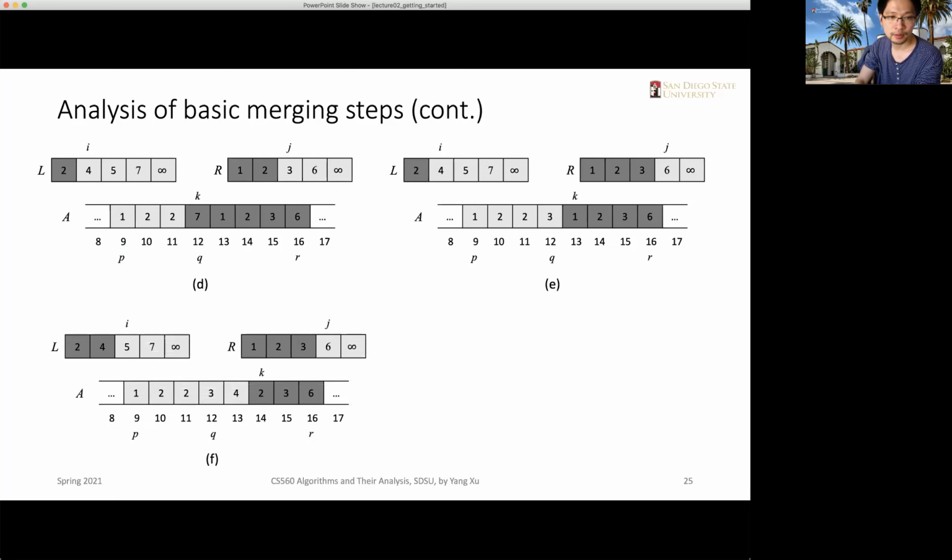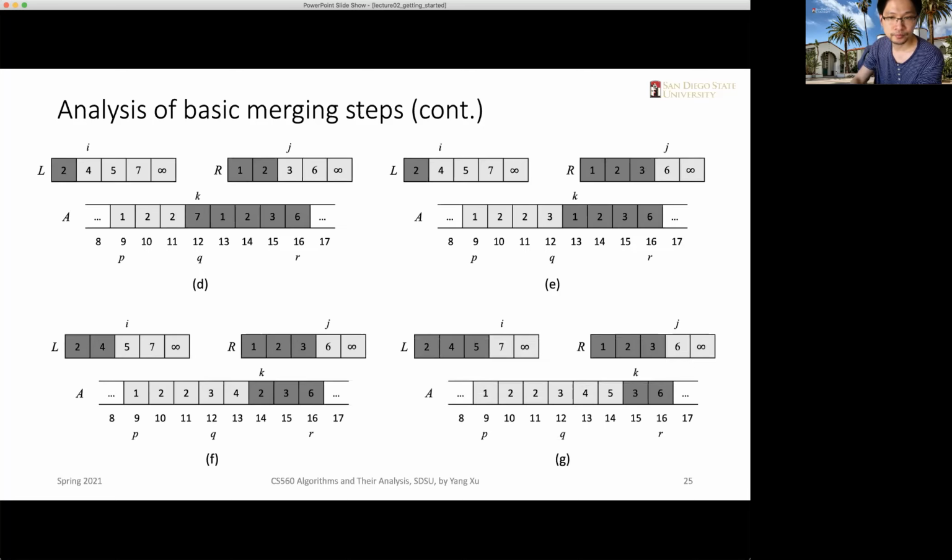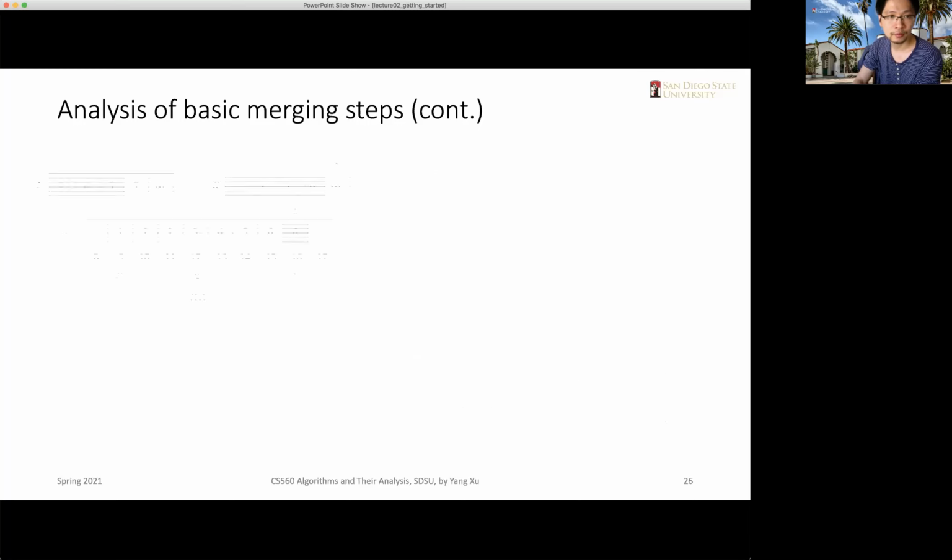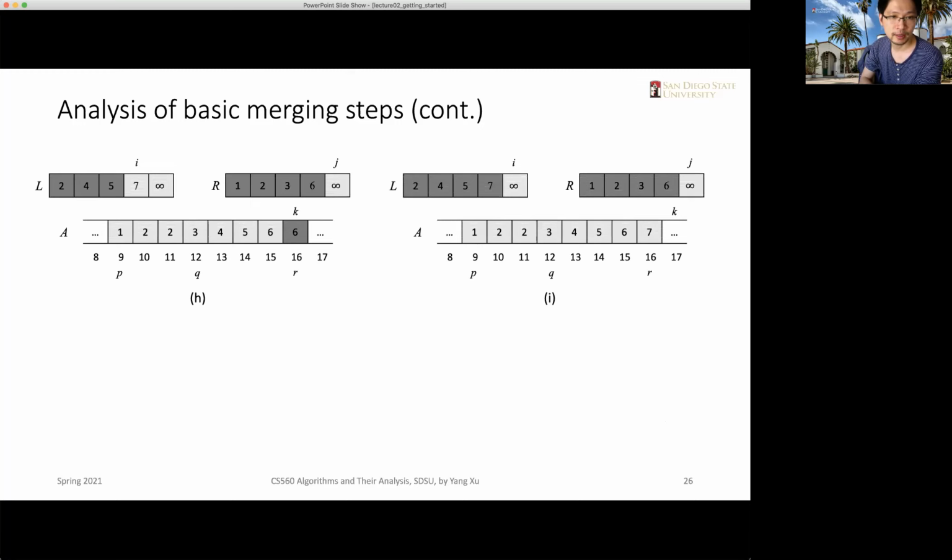Okay, so as we see, the array R will hit the end first. But since there is a sentinel element at the end, the comparison can still proceed. Even after R is empty, the last element can be compared with the remaining elements in L, and the 7 is smaller than infinity, so the 7 will be copied to the last position of A. After this step is done, we see that A is sorted.